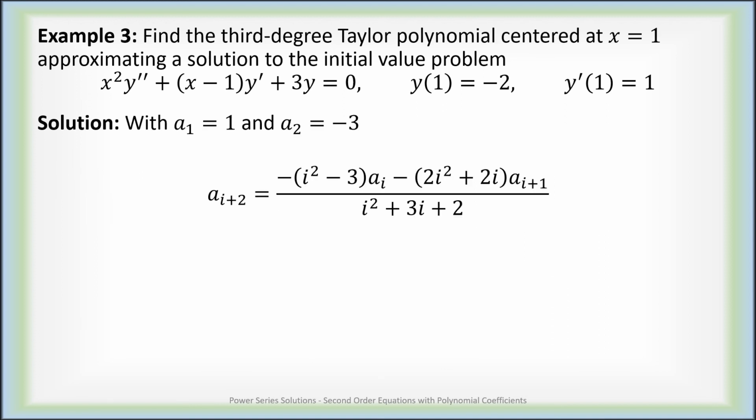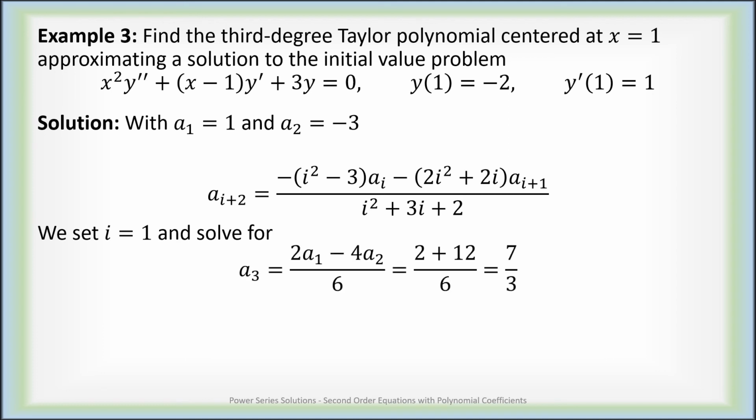So we know that a sub 1 is 1 and a sub 2 is minus 3, and here was our recursive formula. If i equals 1, we plug it into our recursive formula and we end up with a sub 3 is 2a1 minus 4a2 all over 6. We know that a sub 1 is 1 and we know that a sub 2 is minus 3. And this works out to be 14 over 6 or 7 over 3.